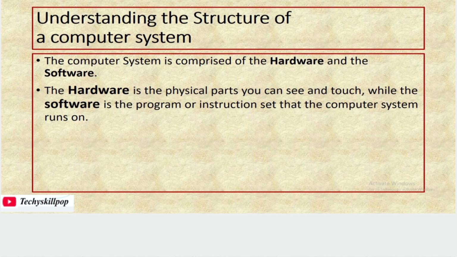The computer system comprises the hardware and the software components. The hardware is the physical part you can see and touch, while the software is the program or instruction set that the computer system runs on.